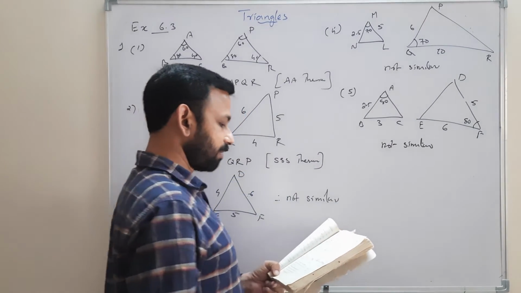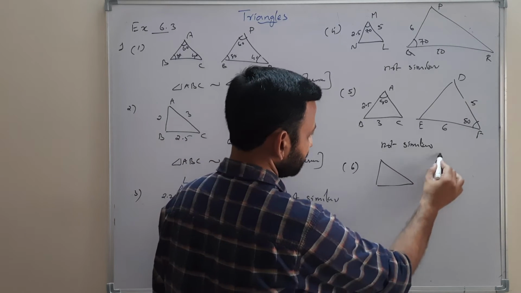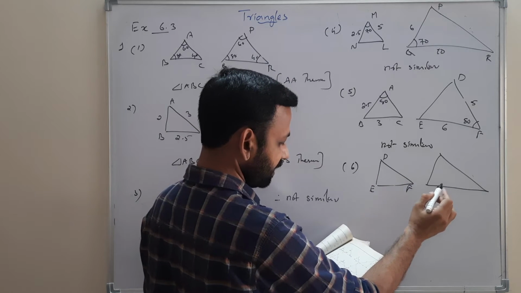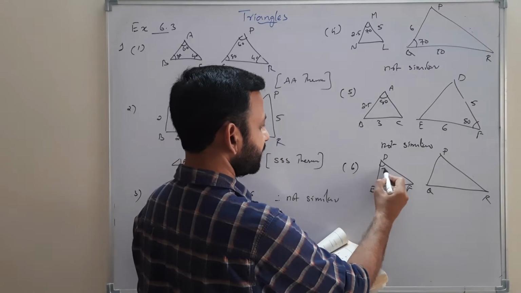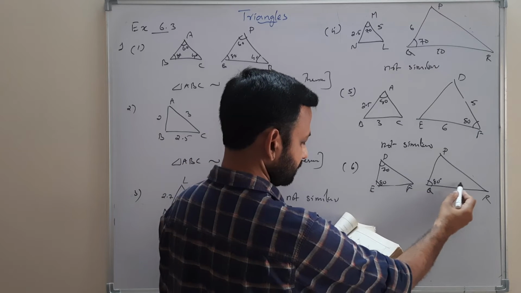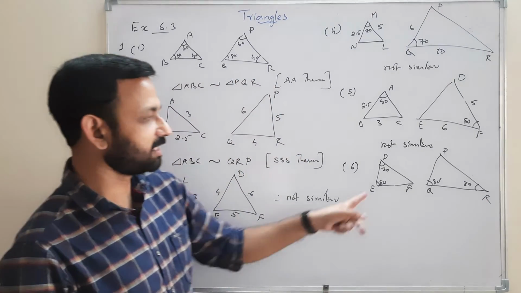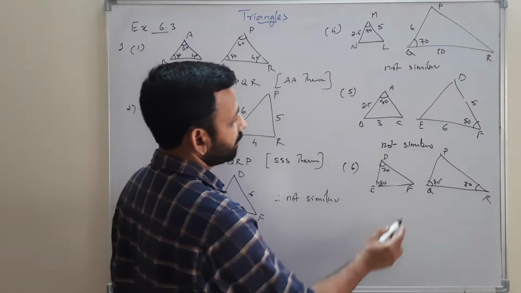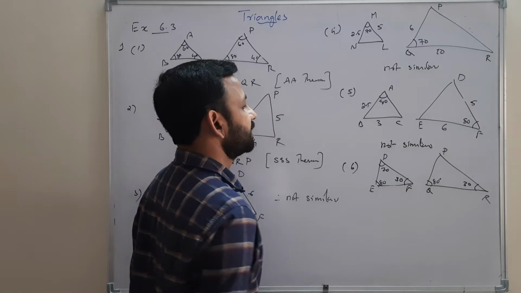Now we can do one more part, the 6th part. Again, two triangles. Triangle DEF and triangle PQR. And here 70 degree, 80 degree, then 80 degree, 30 degree. So 70, 80, 80, 30, the angles are different, but when we apply angle sum property here, 80, 70, we will get a 30 degree.